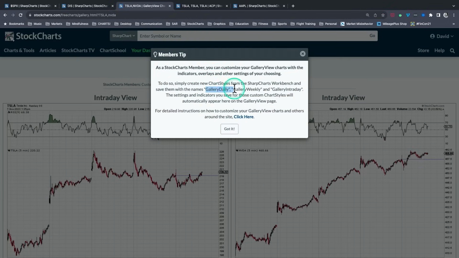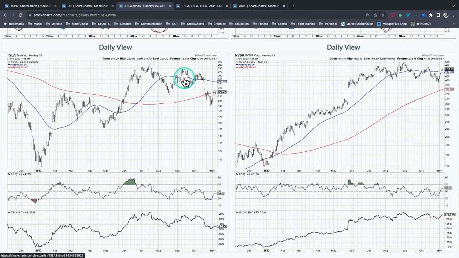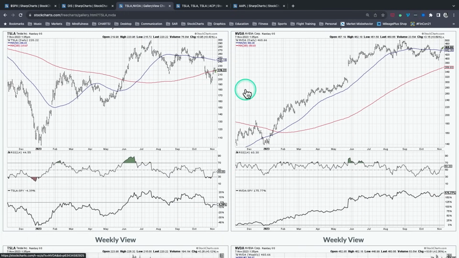What you basically need to do is create chart styles with these particular names. And what the Stock Charts system is going to do is look in your login for a chart style called Gallery Daily, and whatever you save as that chart style, that's what's going to appear right here, right? So this is the way you can customize these different charts so you really can apply your own indicators, your own analysis, your own combination of inputs, but allow you to look at multiple timeframes and multiple stocks in a way that is most meaningful to you.